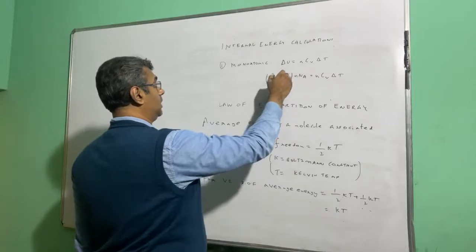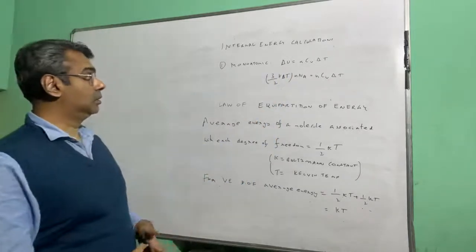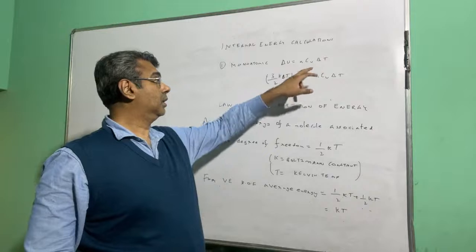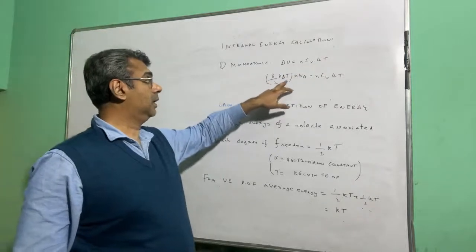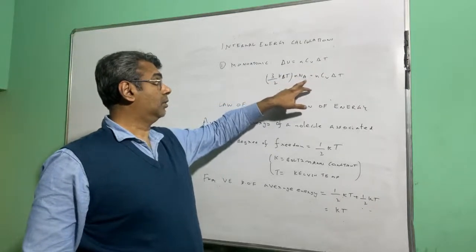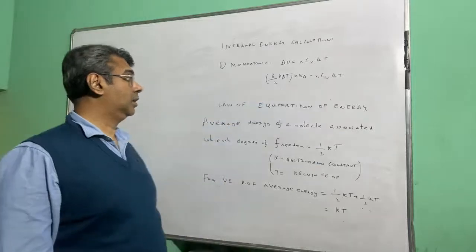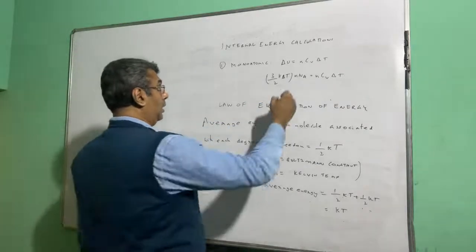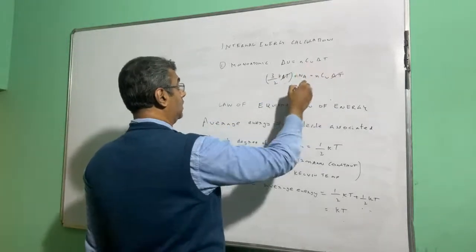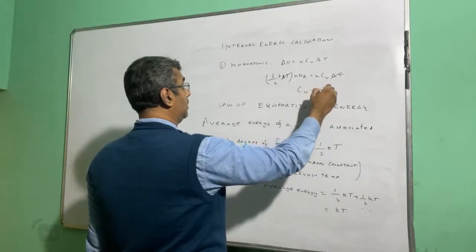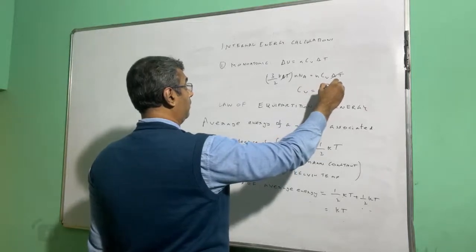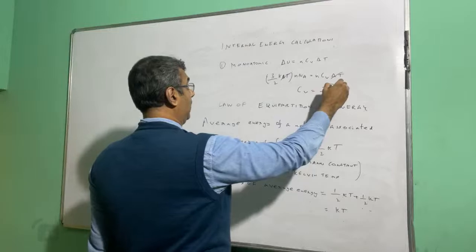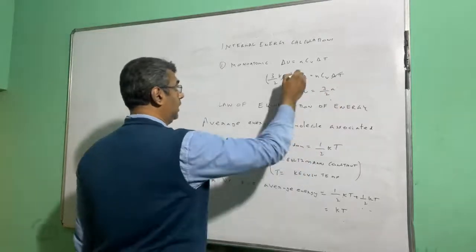Actually, since everything is delta, so this is delta U, delta T. So here we can write 3 by 2 k delta T. Number of moles into Avogadro is n into Cv into delta T. So now let us cancel delta T. So Cv will be 3 by 2 into, sorry, n is also getting cancelled.